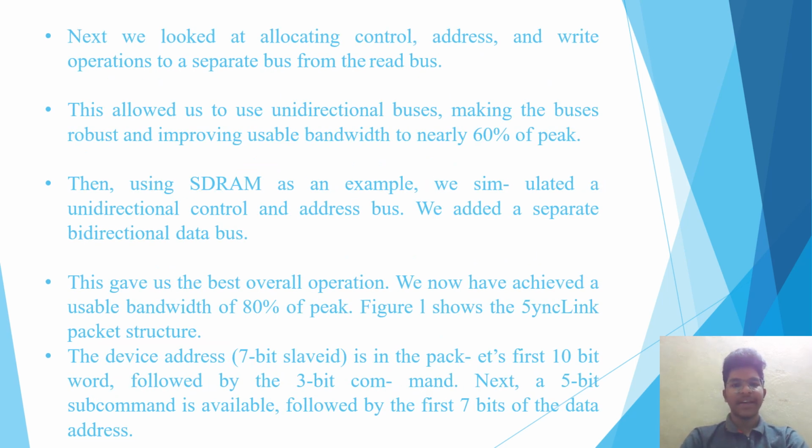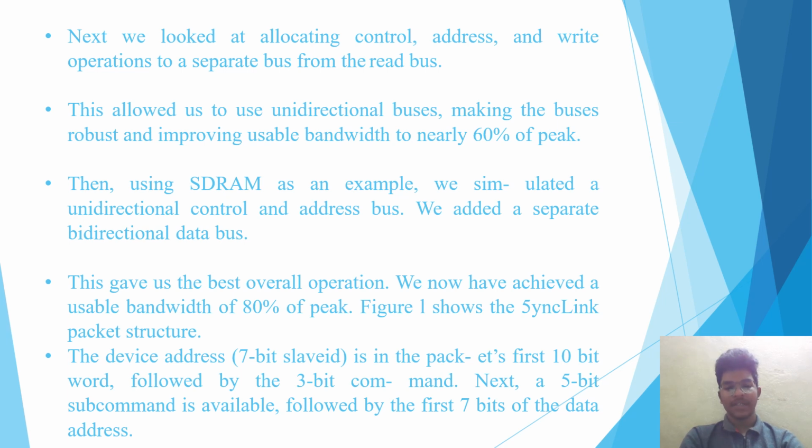Next, we looked at allocating control, addresses and write operations to a separate bus from the read bus. This allowed us to use unidirectional buses, making the buses robust and improving usable bandwidth to nearly 60% of the peak. Then, using SDRAM as an example, we simulated a unidirectional control and address bus. We added a separate bidirectional data bus. This gave us the best overall operation. We have now achieved a usable bandwidth of 80% of the peak.